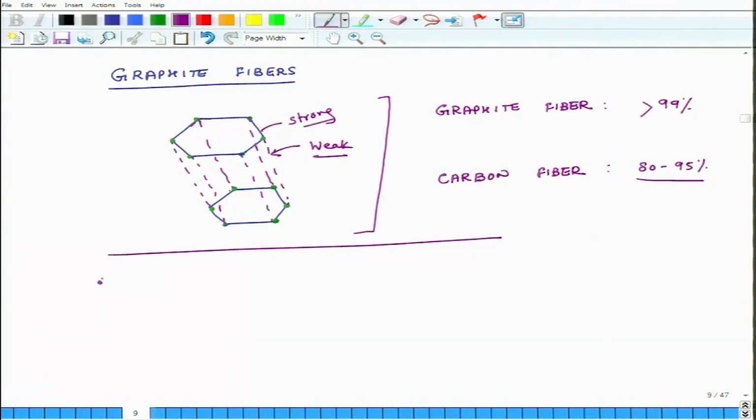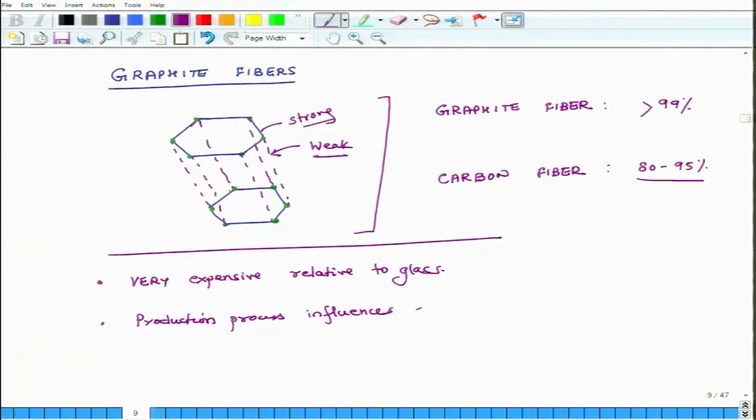Several points about these fibers. They are much more expensive, very expensive relative to glass. Now, whether you get 99% carbon or 85% carbon in your fiber depends on the production process. The production process influences carbon content.